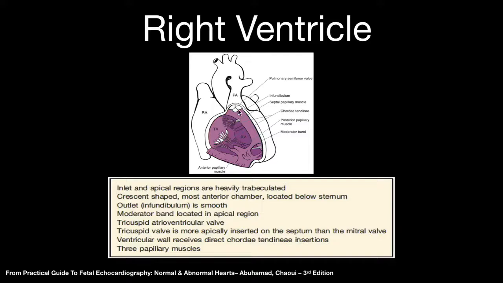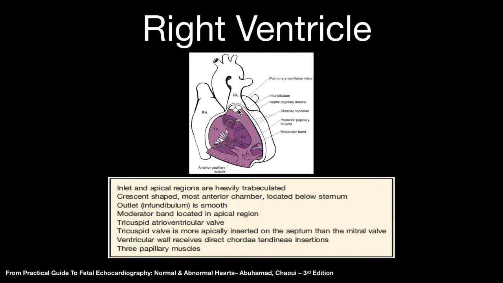The left ventricle, the mitral valve and the aortic valve have fibrous continuity, so they are in the same plane, whereas here on the right ventricle, the inlet and the outlet are in different planes. The outlet is superior, is higher than the inlets. Tricuspid valve has 3 leaflets.